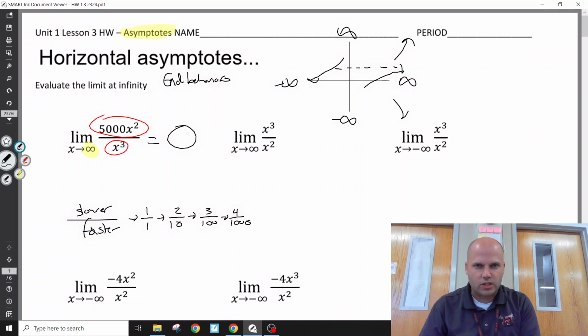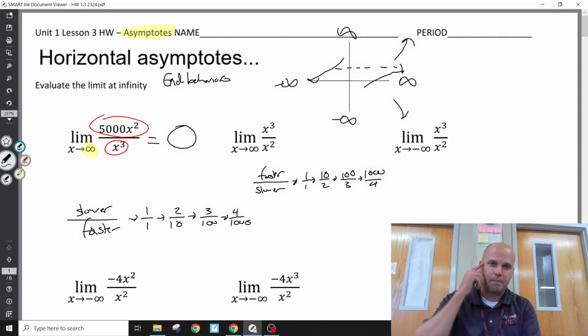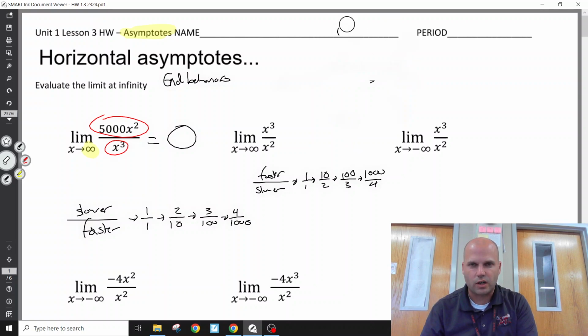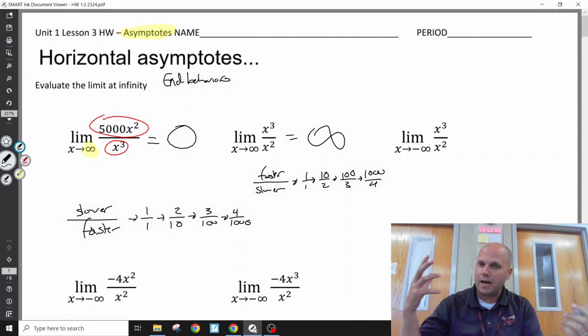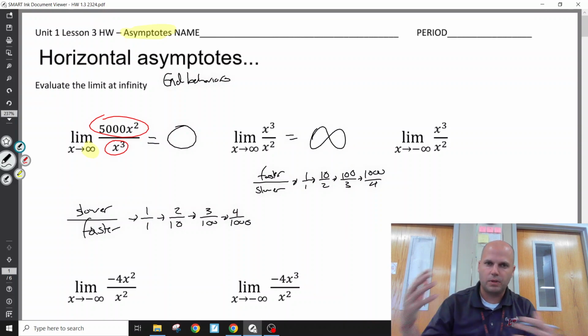Our next situation is when we end up with a faster over a slower infinity. Just take these things and flip them. And what happens? Well, like 1 over 1, 10 over 2, 100 over 3, 1,000 over 4. My values are getting bigger and bigger and bigger. So our answers are going to be bigger and bigger values, which are approaching infinity. But be careful. You could have a large positive number or a large negative number, like positive a billion, negative a billion. Two large numbers, but signs are different.